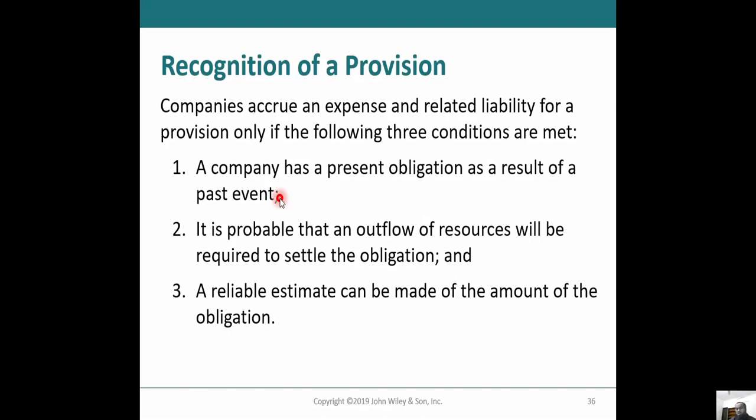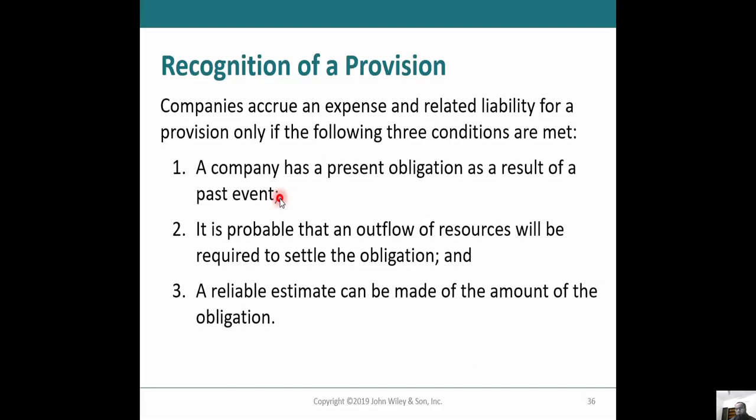It means it should exist at the current point in time as an obligation, number one. The condition number two, it is probable that an outflow of resources will be required to settle the obligation. It means the probability is more than 50% that we will have to pay it. We will have to settle it. And the third is that a reliable estimate can be made of the amount of the obligation. So actually the amount can also be calculated, right?